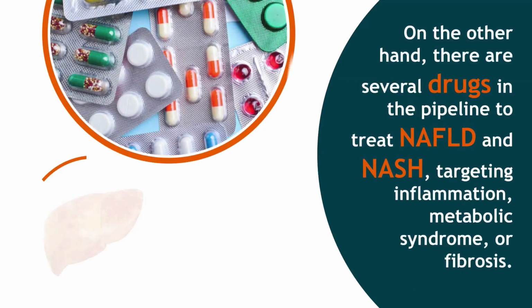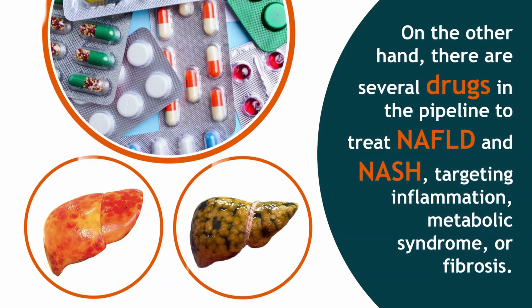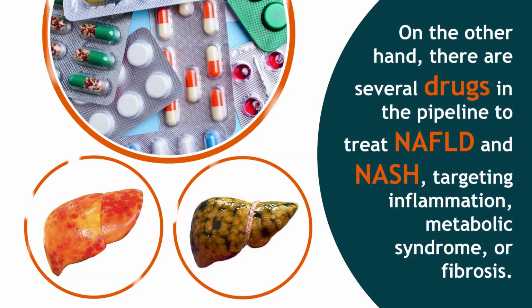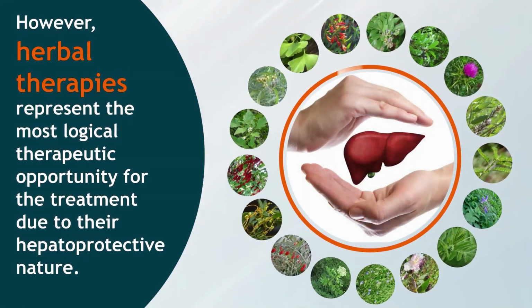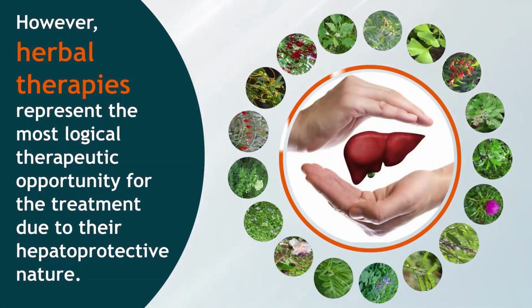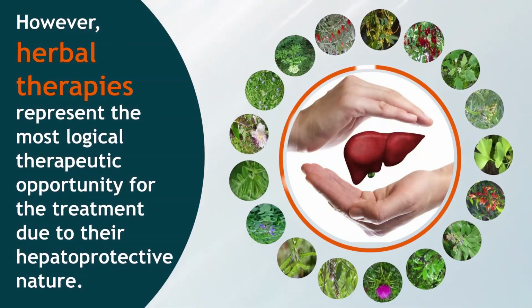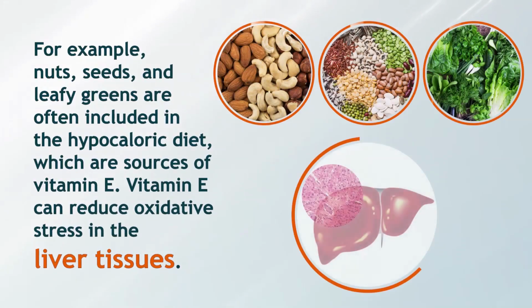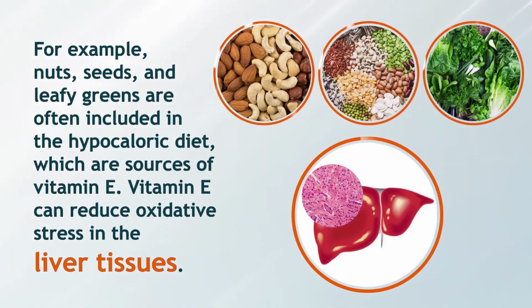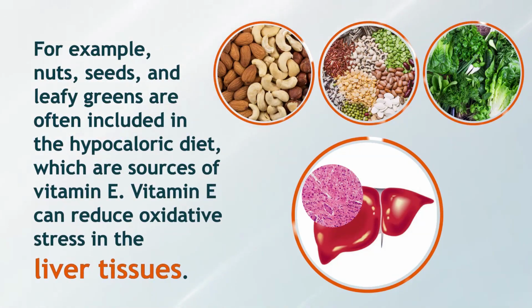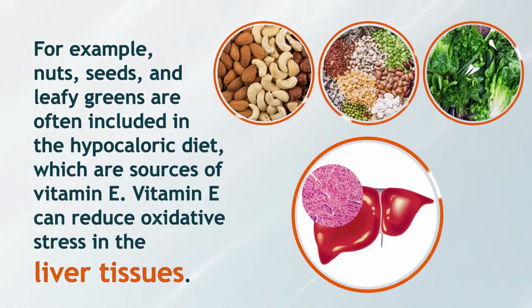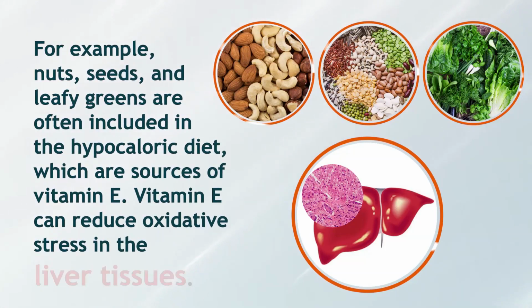On the other hand, there are several drugs in the pipeline to treat NAFLD and NASH, targeting inflammation, metabolic syndrome, or fibrosis. However, herbal therapies represent the most logical therapeutic opportunity for the treatment due to their hepatoprotective nature. For example, nuts, seeds, and leafy greens are often included in the hypocaloric diet, which are sources of vitamin E. Vitamin E can reduce oxidative stress in the liver tissues.